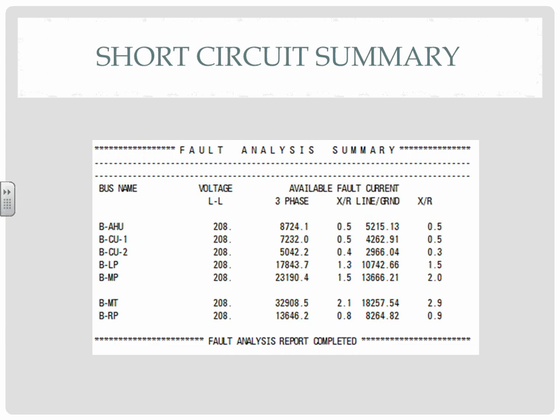Whereas if it was just a line to ground fault, you'd have 5,215. And the highest was at the meter terminals, where you had pretty much 33,000 amps for a three phase fault and 18 kiloamps for the line to ground. The reason for that is the impedance in the wire. So the closer you are to the utility, the higher the fault current, and the farther downstream you are on the system, you're obviously at less.